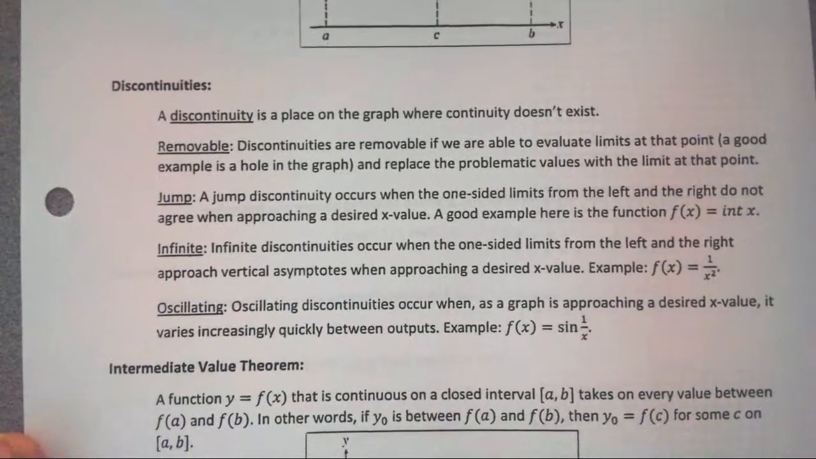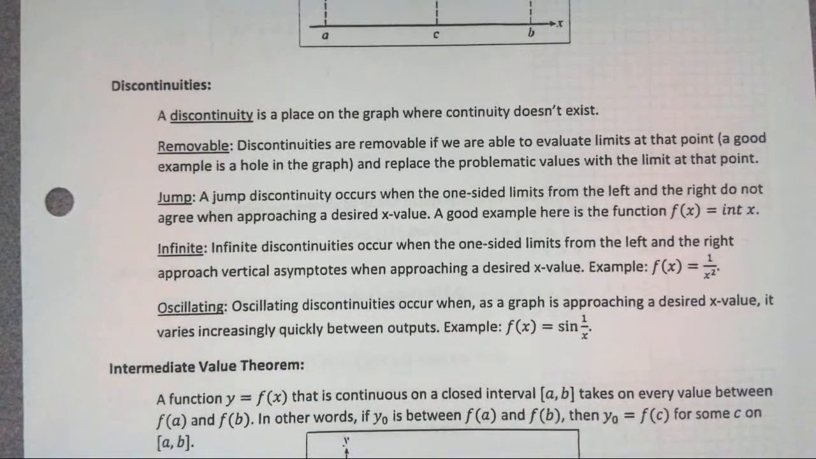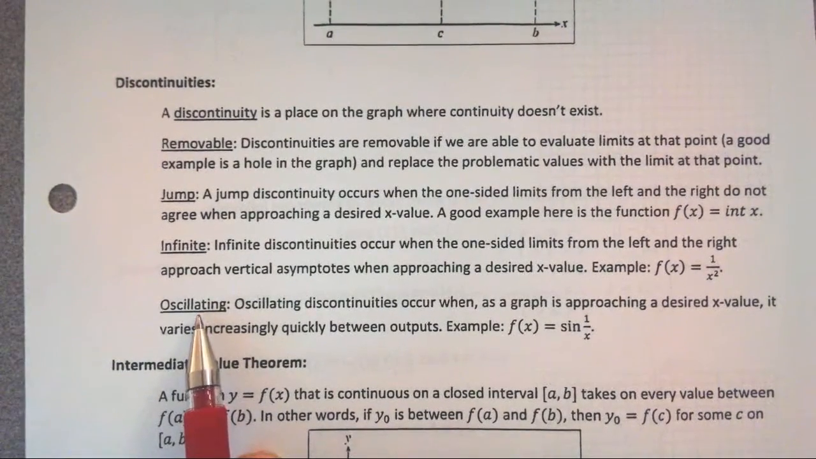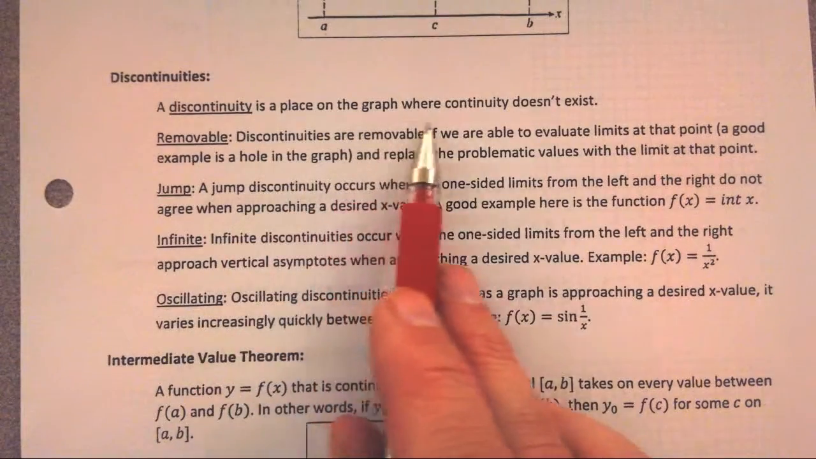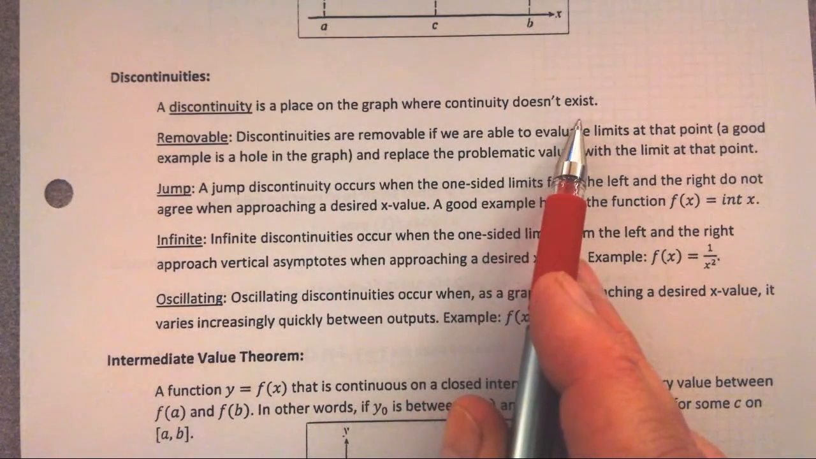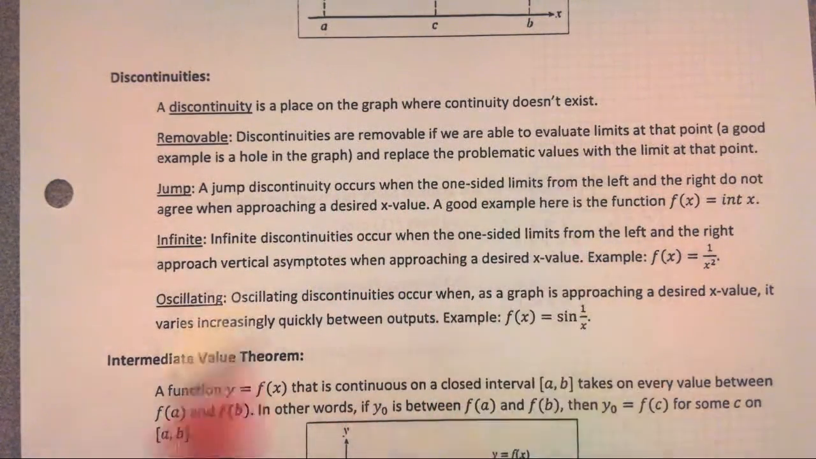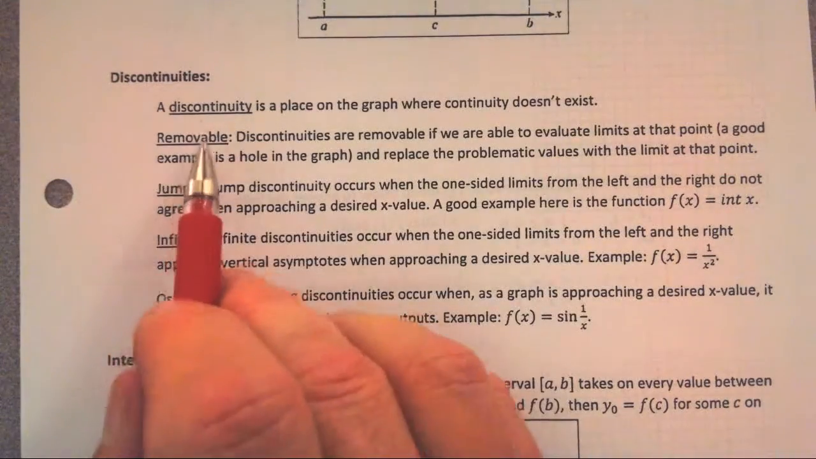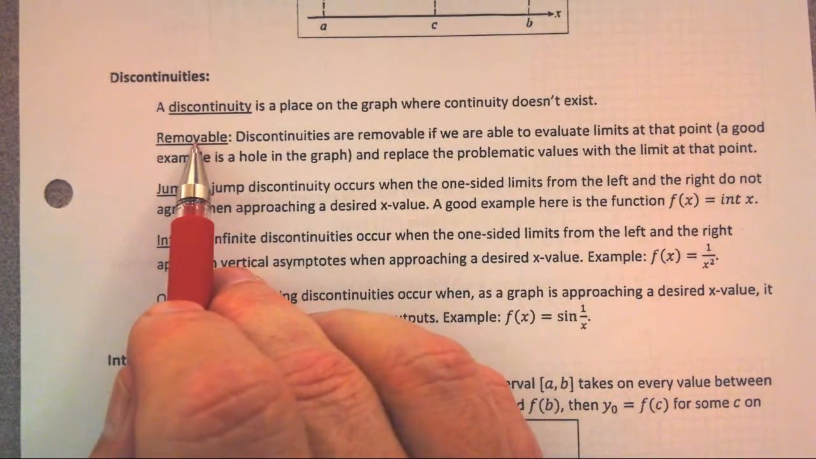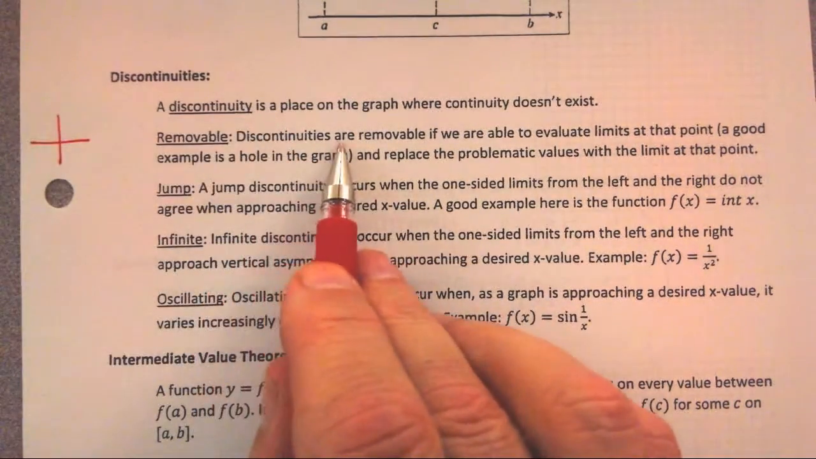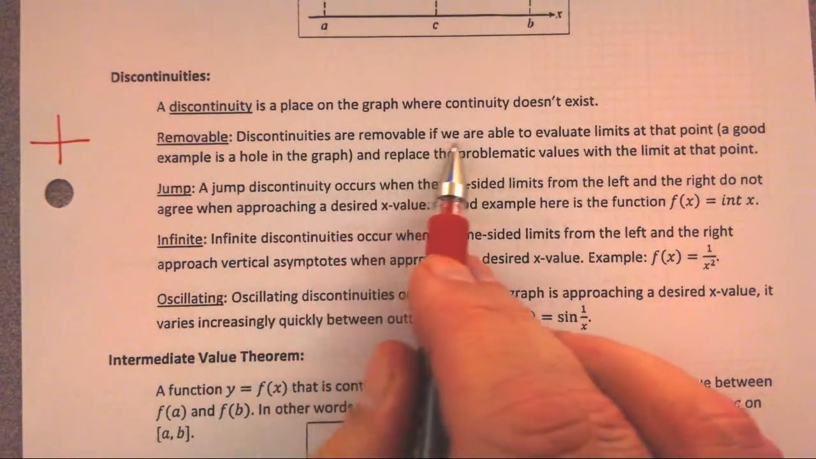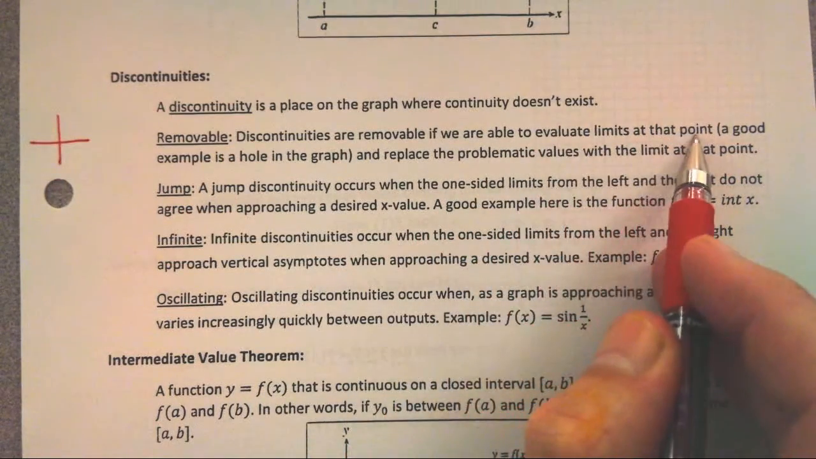All right, discontinuities. We're going to have to be comfortable with these. I think three of these are absolutely obvious, and the oscillating one may be a little bit more confusing. So, a discontinuity is a place on the graph where the continuity doesn't exist. You don't say. Pretty clear. One type is called removable. Discontinuities are removable if we're able to evaluate limits at that point.